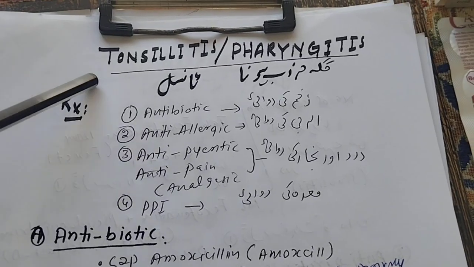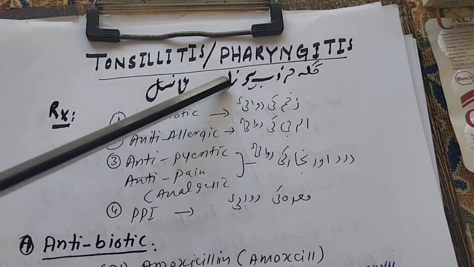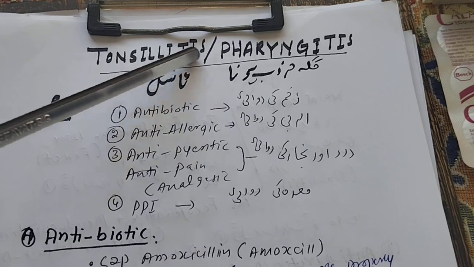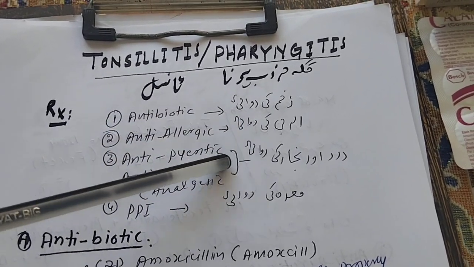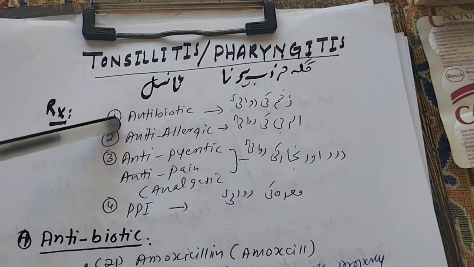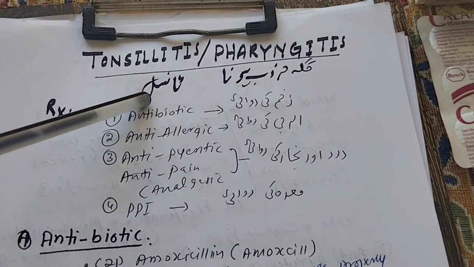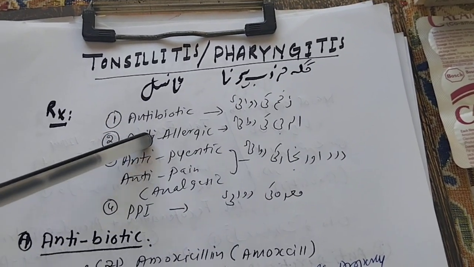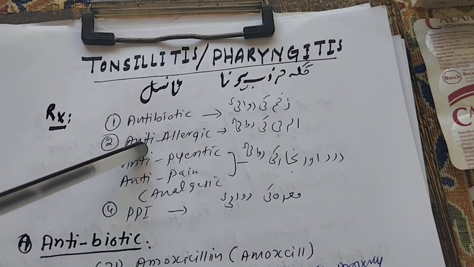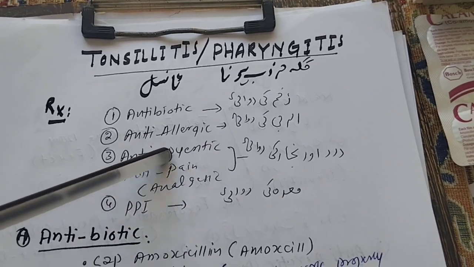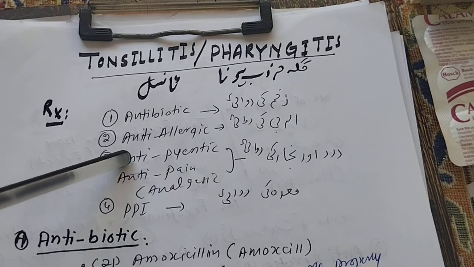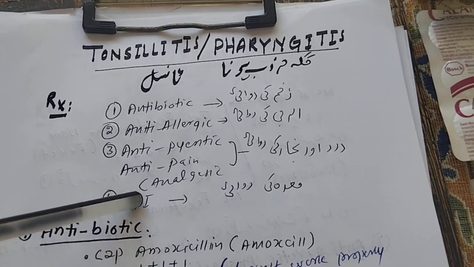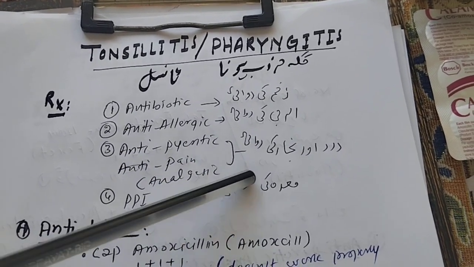Now, tonsillitis is an infection of the tonsil, and pharyngitis is similar. You have to understand the disease, and then know which coverage you need to give. It is a bacterial infection, so I will give an antibiotic. The patient may have allergy, so I will also give an anti-allergic. The patient will have pain and fever, so I have to give coverage for that, and also a PPI to reduce the acidity of the stomach.